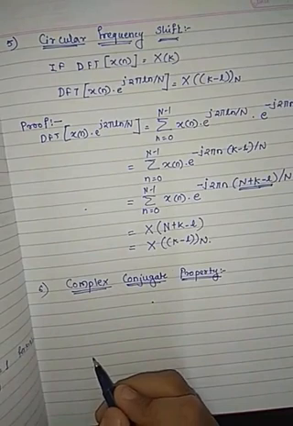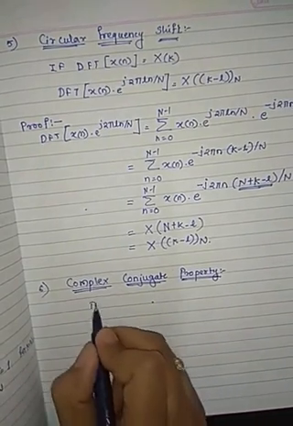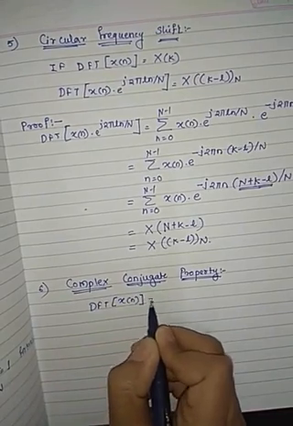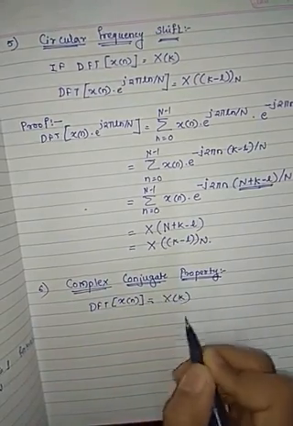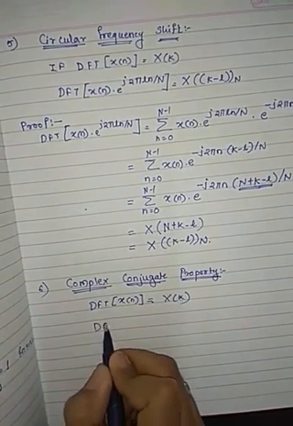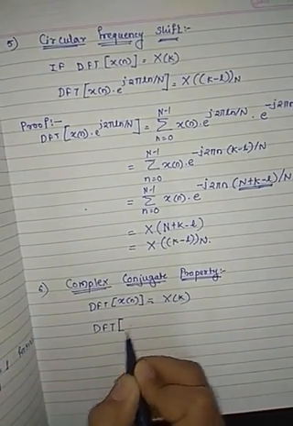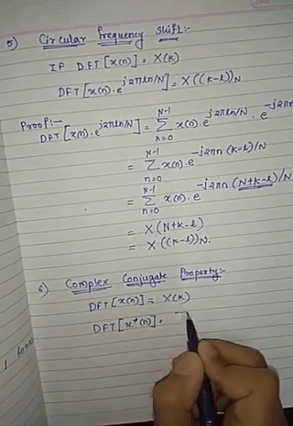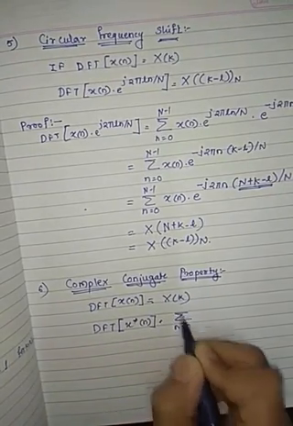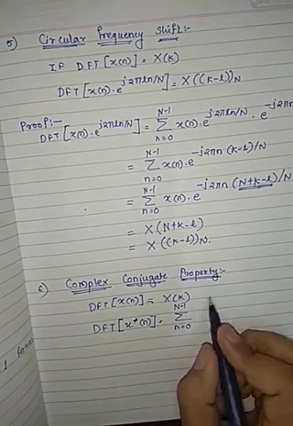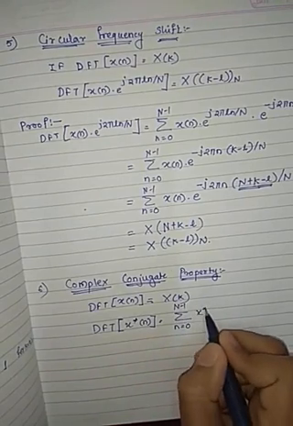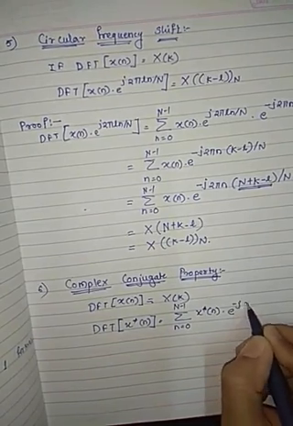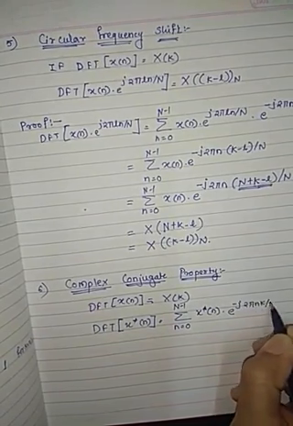So if the DFT of x of n is given as X of k, then the DFT of x complex conjugate of n is equivalent to the summation from n equals 0 to N minus 1 of x complex conjugate of n into e raised to minus j 2 pi nk divided by N.